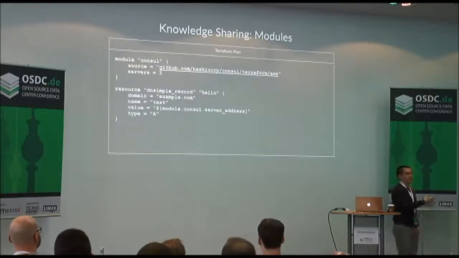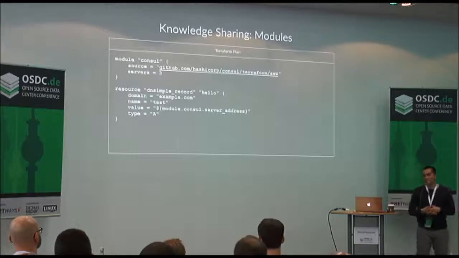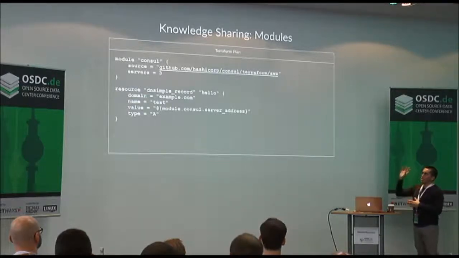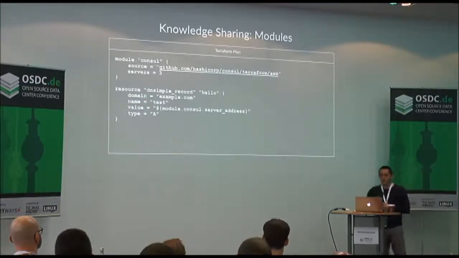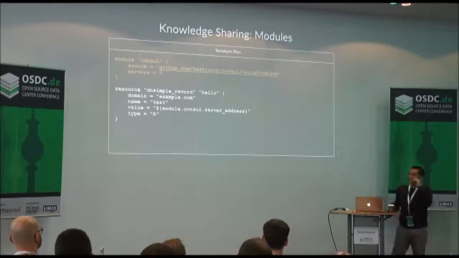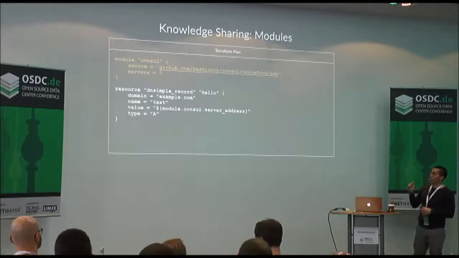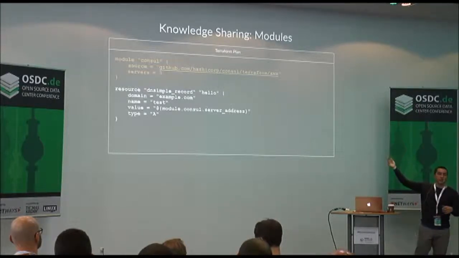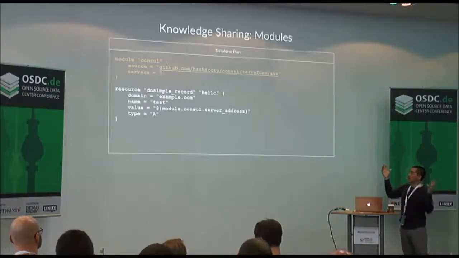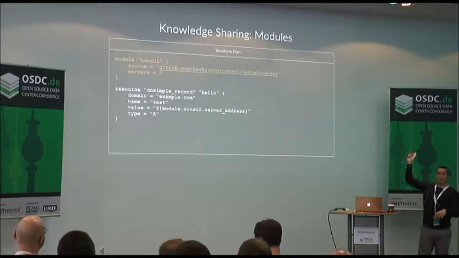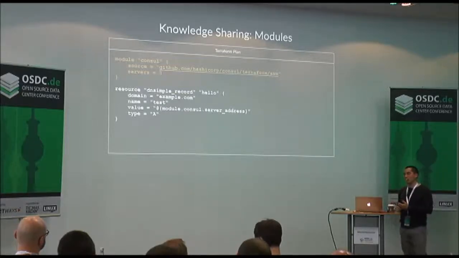And then the last thing is knowledge sharing or teamwork. And this is done through modules. So here's an example of a module. Up here, we have a Consul module. And this one actually works. Like if you copy this module into your file and ran Terraform apply, it would actually create a 3-server bootstrapped Consul cluster on AWS. We also have other cloud platforms in there, but this one would be AWS.